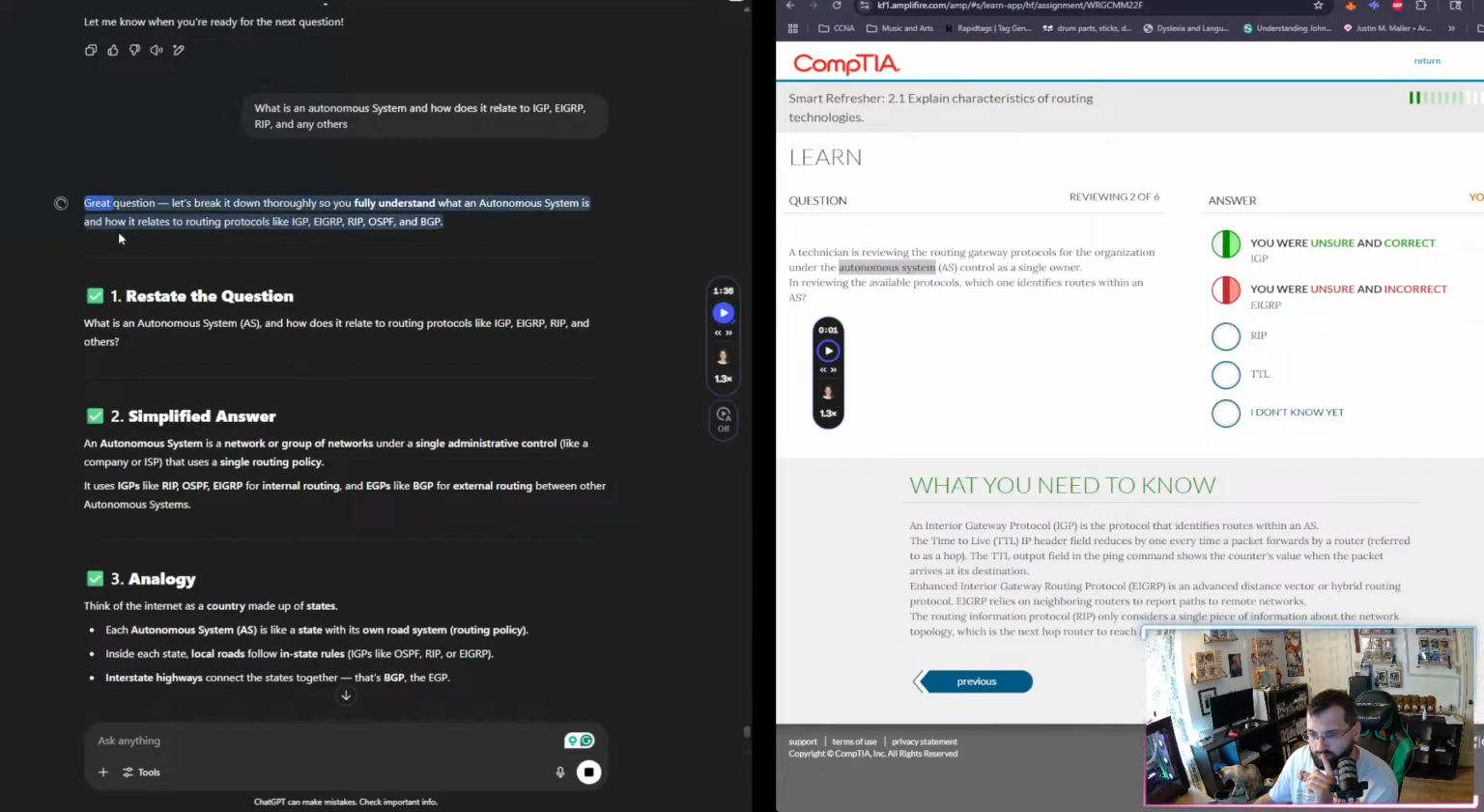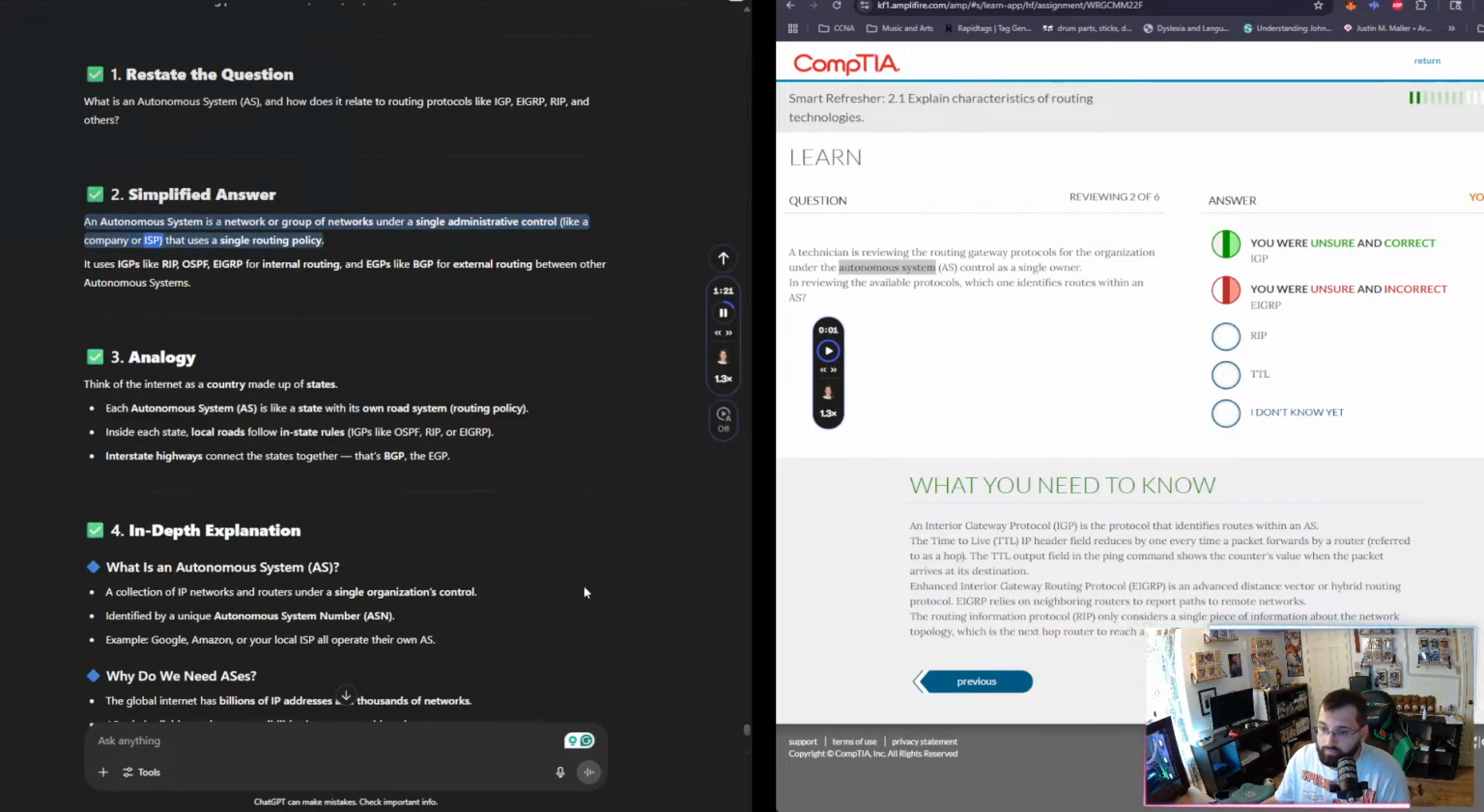Great question. Let's break it down thoroughly so you fully understand what an autonomous system is and how it relates to routing protocols like IGP, EIGRP, RIP, OSPF, and BGP. 1. Restate the question. What is an autonomous system, and how does it relate to routing protocols like IGP, EIGRP, RIP, and others? 2. Simplified answer. An autonomous system is a network or group of networks under a single administrative control, like a company or ISP, that uses a single routing policy. It uses IGPs like RIP, OSPF, EIGRP for internal routing, and EGPs like BGP for external routing between other autonomous systems.